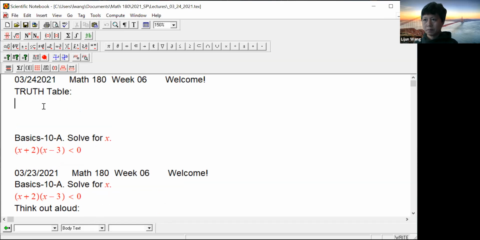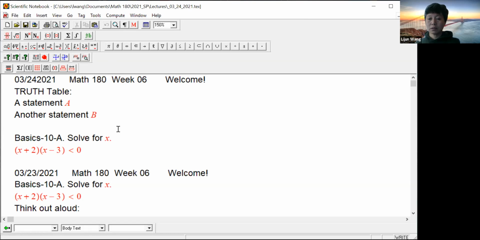Okay, are you guys there? So what is a truth table? First of all, we explained that any statement is either true or false, right? So first of all, we start with a statement. We have a statement we call A. And we have another statement. We call it B.